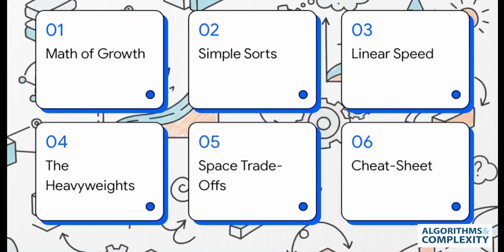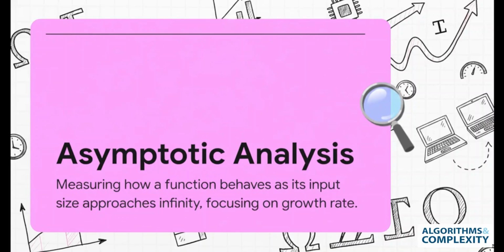Here's our syllabus for today. We've got the math of growth, simple sorts, linear speed, the heavyweights, space trade-offs, and a final cheat sheet. Let's kick things off with asymptotic analysis.